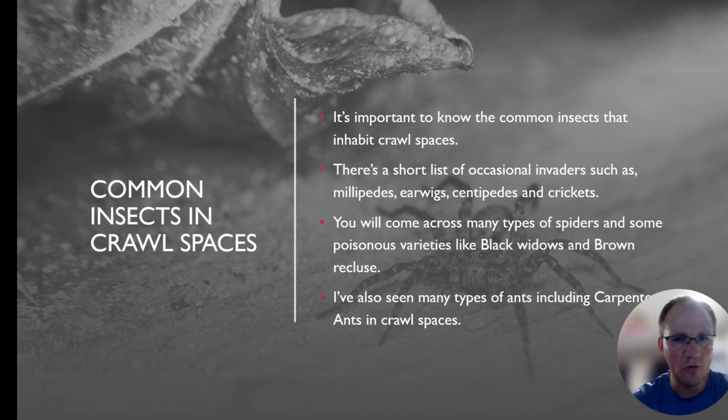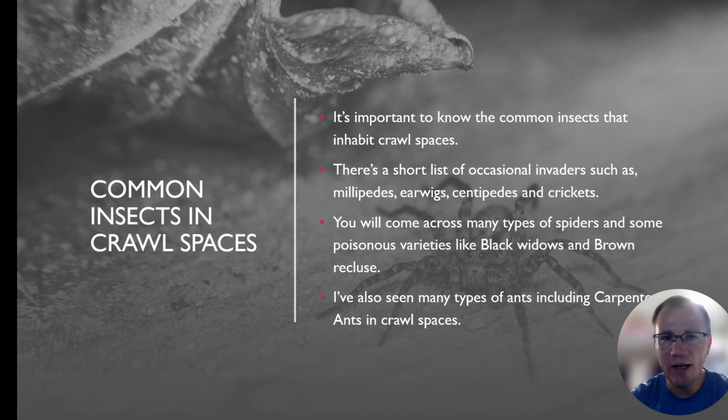There's going to be a short list of occasional invaders such as millipedes, earwigs, centipedes, crickets, things like that. This is definitely not a comprehensive list, but you can imagine any insect that really likes moisture is definitely going to be drawn to a crawl space. Plus it gives them a little bit of shelter, and it also gives them protection from the outdoor habitat.